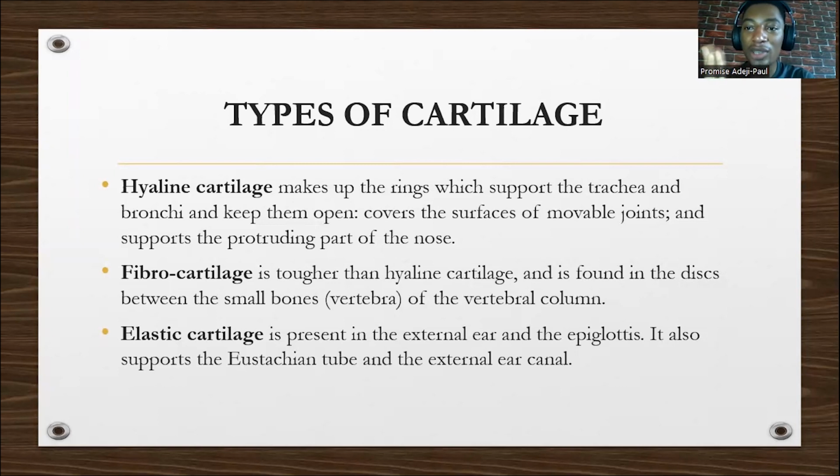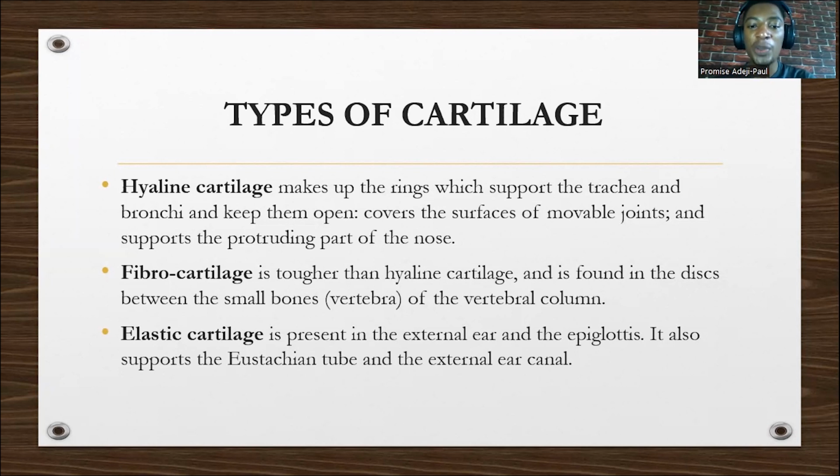So take note of that, please. I've said three places: the trachea, also the bronchi, it's also between two movable joints, and it's also what supports the protruding part of our nose. So what about fibrocartilage? It's tougher than hyaline cartilage, and it's found in discs between small bones. That's the vertebrae, your vertebral column. You know that your backbone, the discs between them, contain fibrocartilage. Please take note of this. It's a common exam question.